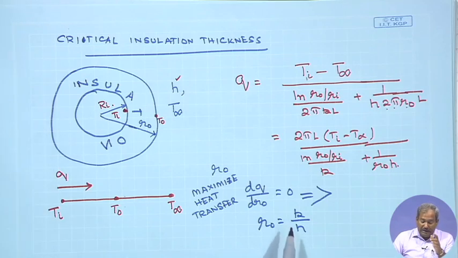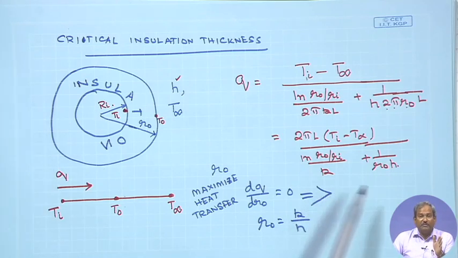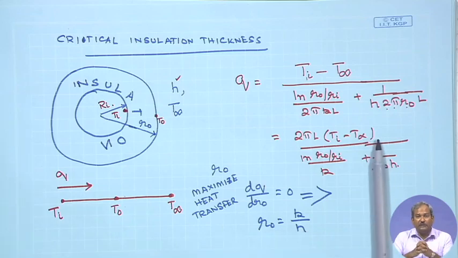So, R_o equals k by h is an interesting formula. It simply tells you that if your radius of insulation is less than this value of R_o given by k by h, then by putting more insulation you increase your heat transfer, and this will keep on increasing till you reach R_o.